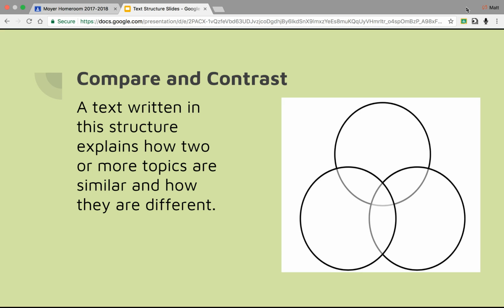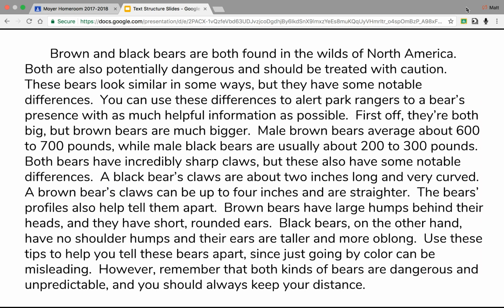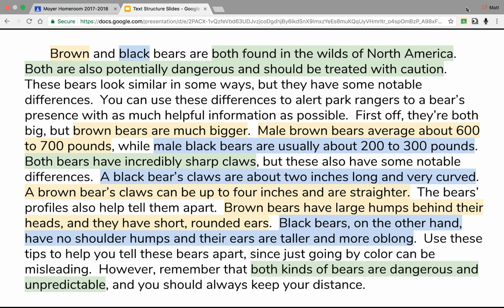So you see here, they've got a Venn diagram of 3 different things. Sometimes it's just a simple one, comparing and contrasting 2 things, like in our example here, brown bears and black bears. Immediately what I begin to see in this text is that they told us right off the bat what is similar about them and what is different about them. One of the things I tried to do by highlighting here is identify all the information given about the brown bears and all the information about the black bears, color-coded yellow for the brown and blue for the black bears.